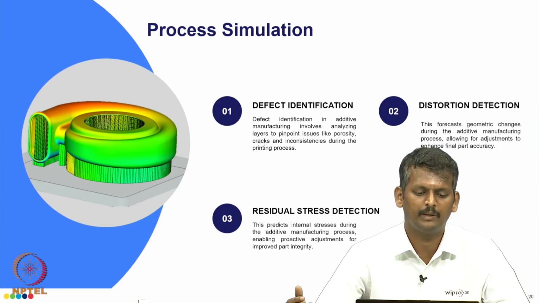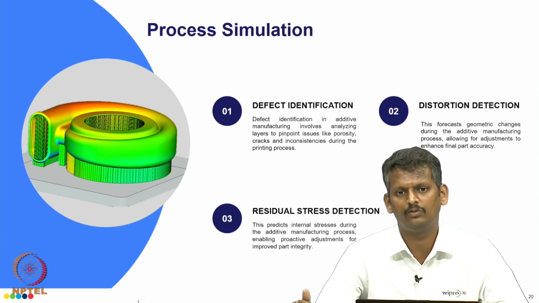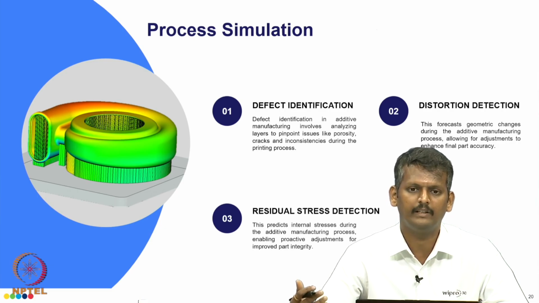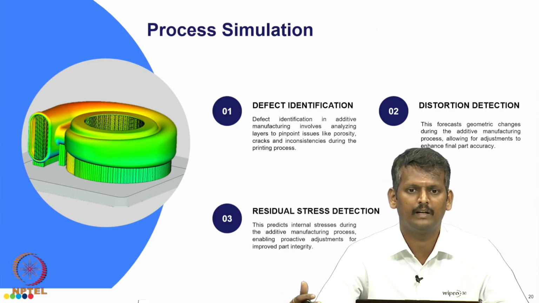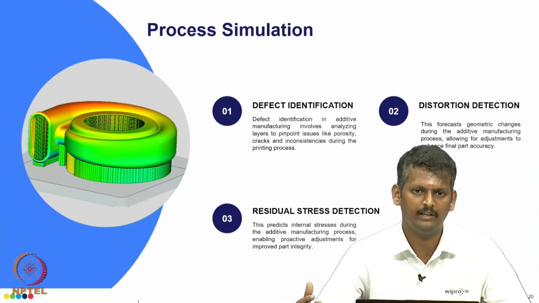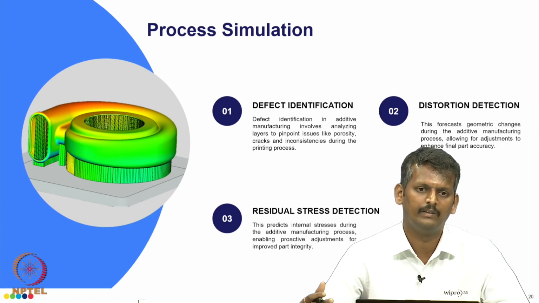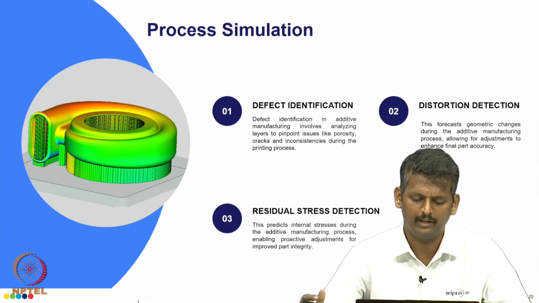So for that particular purpose only, process simulation comes into the picture, where using this kind of software tool we will try to identify the defects, where the distortion is happening, and wherever the residual stresses are happening. So we will find these things out, and then try to eliminate them by making some changes in the process parameters, the orientation or the support structures, so that these defects are carried away.